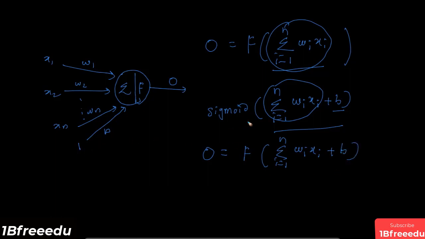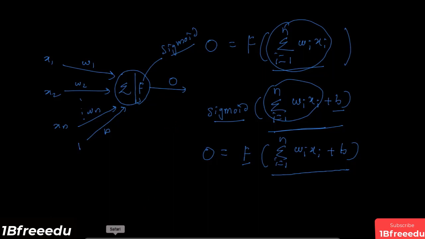Now the logistic regression and the output of a neuron are exactly the same except for this f. If this f is sigmoid, then this is nothing but logistic regression. That is how we can represent logistic regression by using a neuron model.